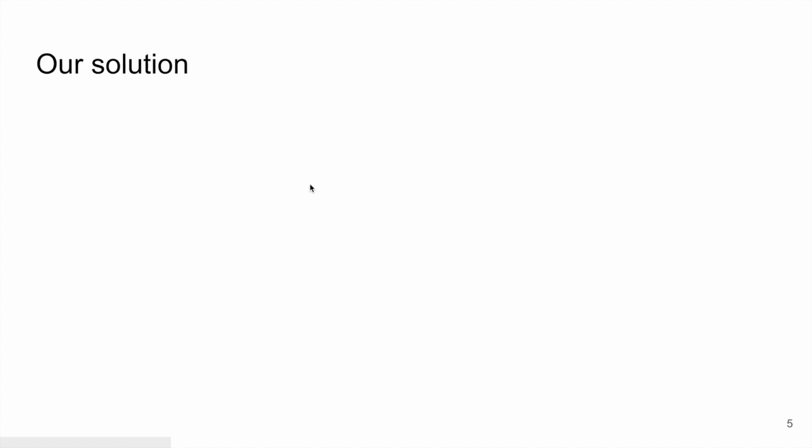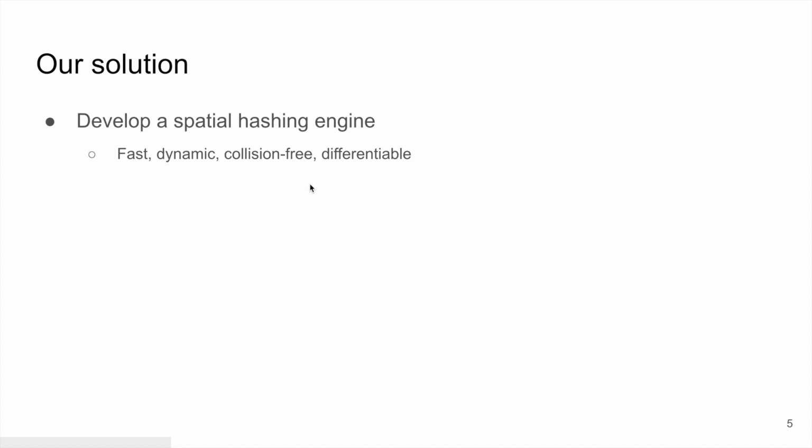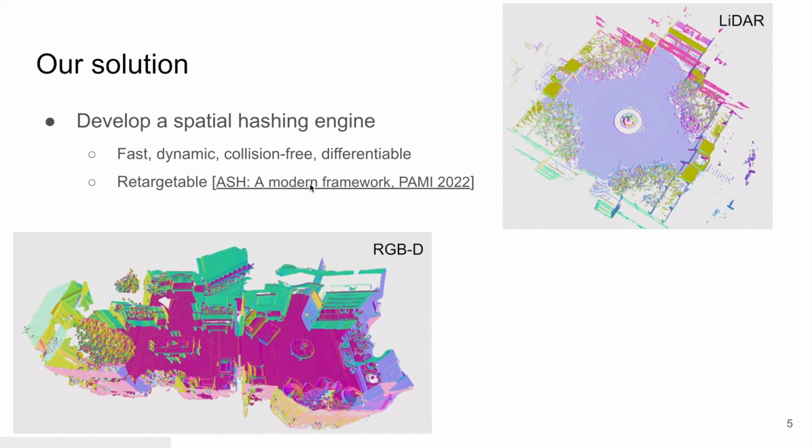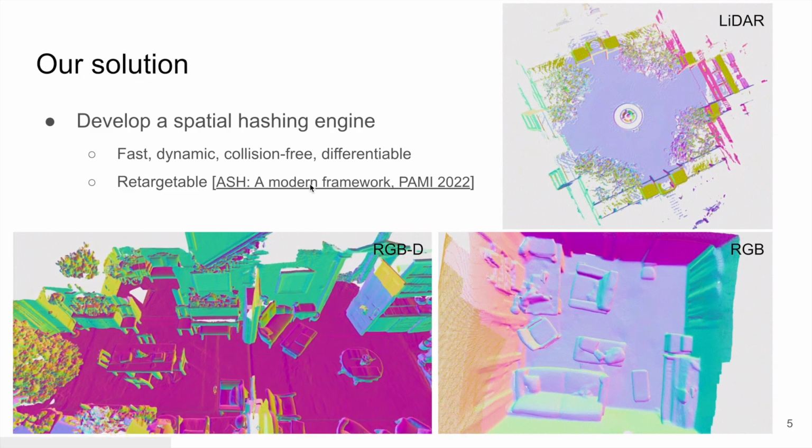In view of this, we have developed ASH, a modern spatial hashing engine. It is fast, dynamic, collision-free, and differentiable. It can exploit surface sparsity in the 3D space and is retargetable to various modalities in surface reconstruction, including LiDAR, RGBD, and RGB, which we'll be covering today.